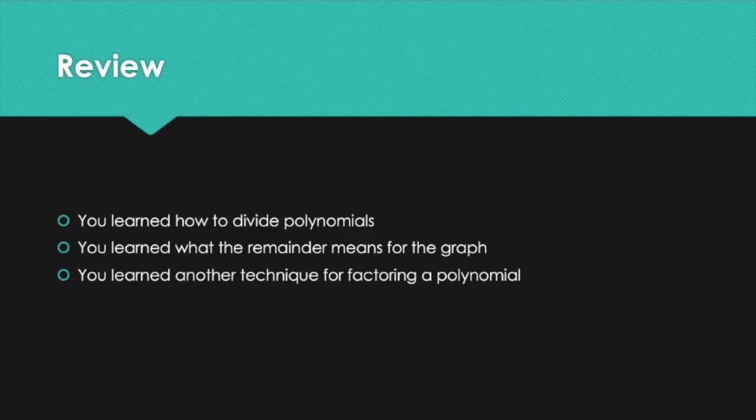Let's review what we've learned. You learned how to divide polynomials. You learned what a remainder was. The remainder helps you to find the solution, which is where it crosses the x-axis. If there is no remainder, then you know it crosses the x-axis there because it's a 0. You also found, and we also learned another technique for factoring the polynomial.